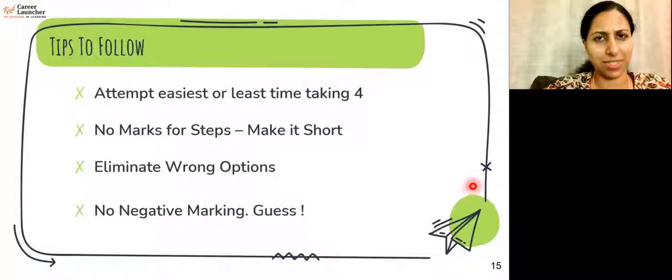Eliminate the wrong options. This will definitely help you arrive at the right answer when you're stuck. There would be some options which would be obviously wrong in the context of the question asked. So please mark those first. And there's no negative marking. If at all you find yourself unable to answer a particular question, please go ahead and guess. You're not going to lose any marks. And on the other hand, you have a 25% chance of getting the right answer.